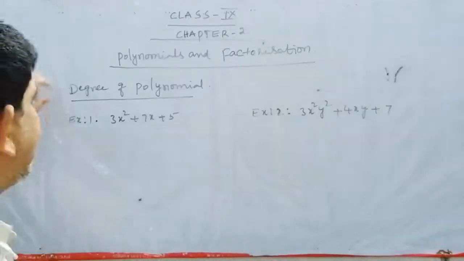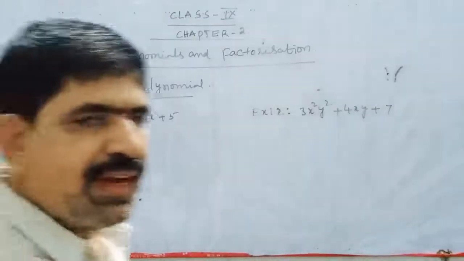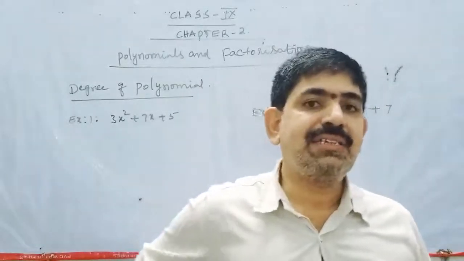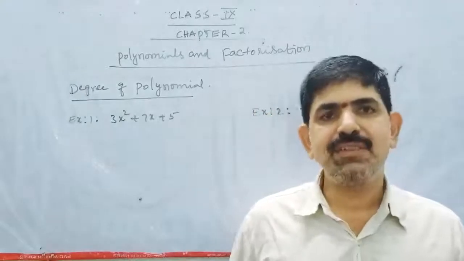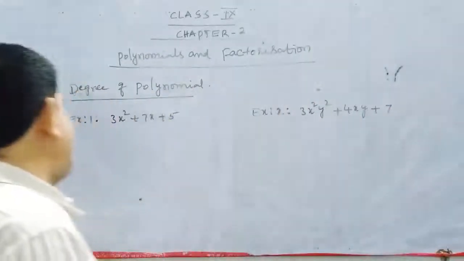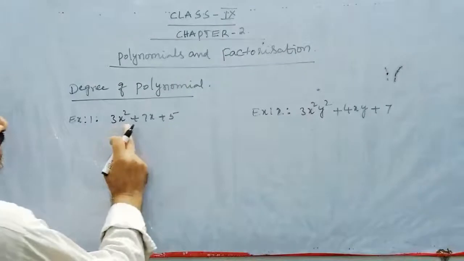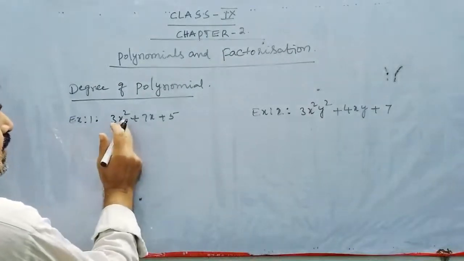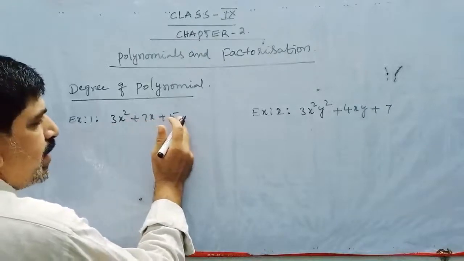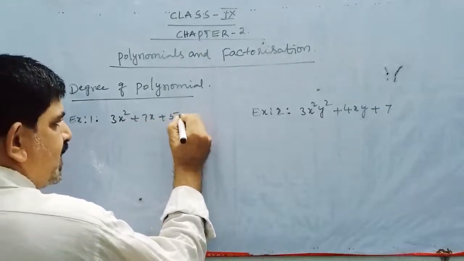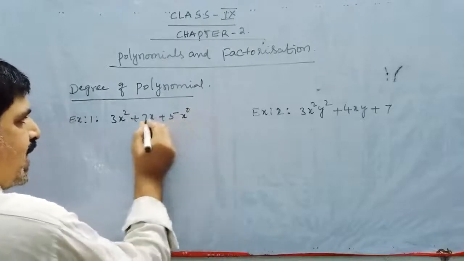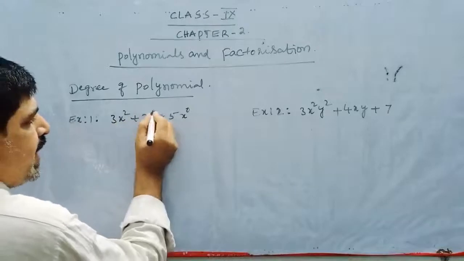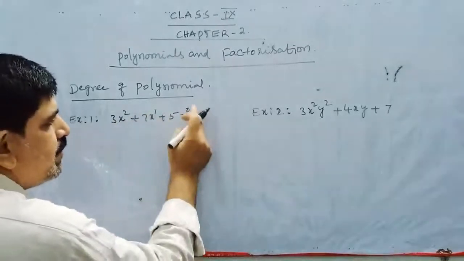Next one, degree of polynomial. Degree of polynomial is nothing but the highest degree or highest power of the given polynomial. Okay. For example, 3x square plus 7x plus 5. Here x square, here x, and there is no variable here. So there is no variable means x to the power of 0. Why? Because here x power is in decreasing order. See, x power 2, here x power 1 and x power 0. So anything power of 0 is 1.